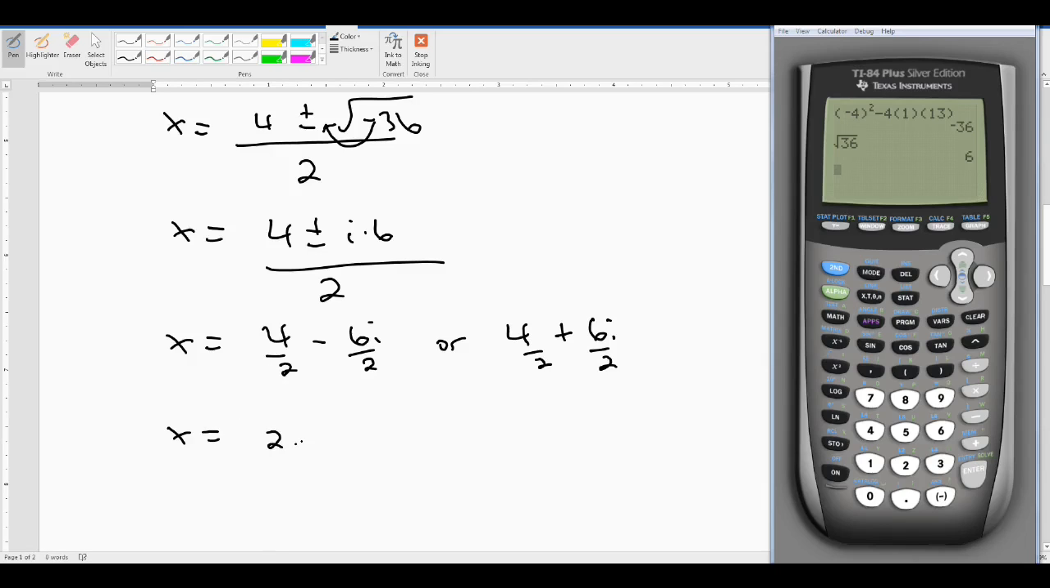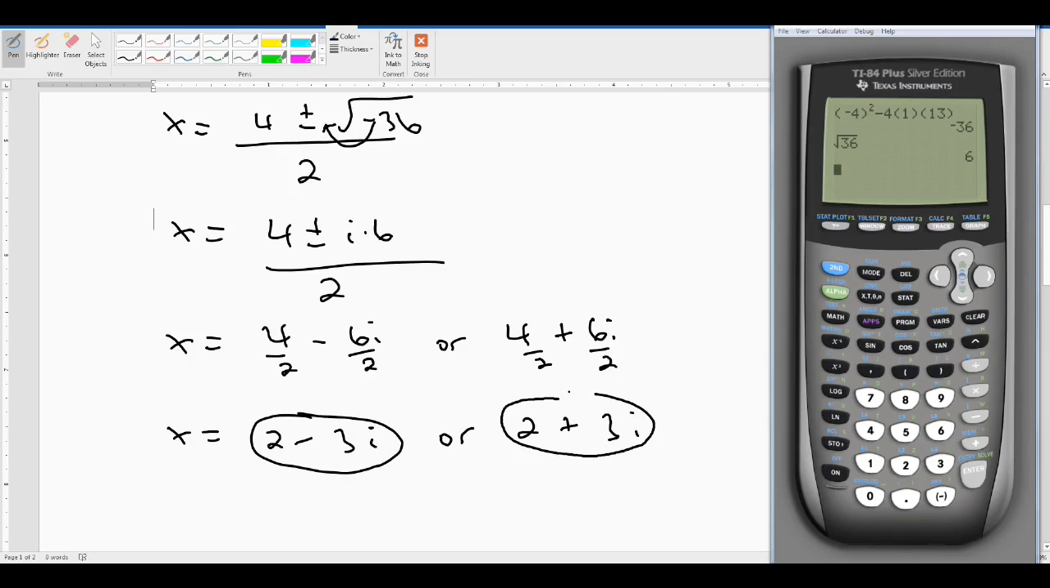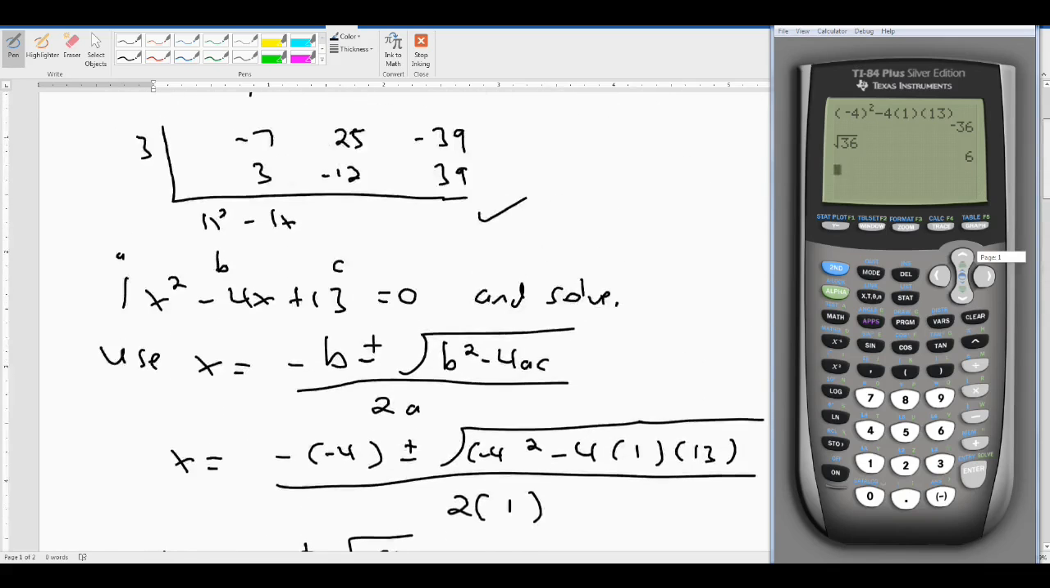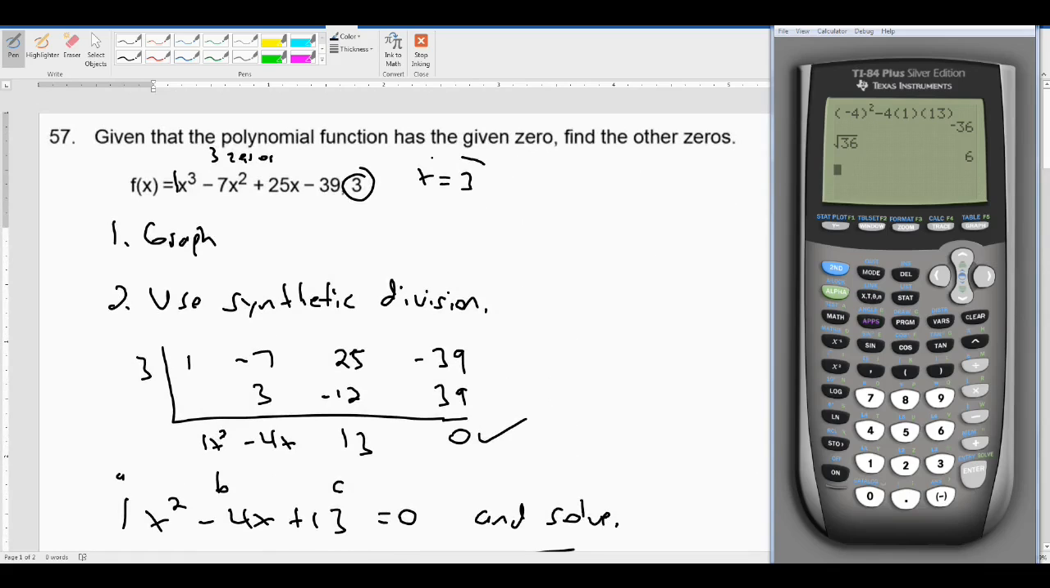4 over 2 is 2. 6 over 2 is 3. So we have 2 minus 3i. 4 over 2 is 2. 6 divided by 2 is 3. So we have 2 plus 3i. So we have our other 2 zeros. That one and that one. Remember, there were 3 total. There's 2 of them, and we were given the first one. And that's all we're going to do.